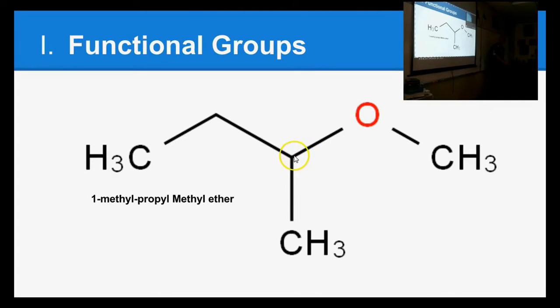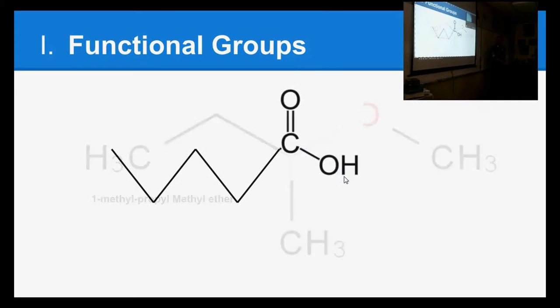I guess I started counting from here. That doesn't make much sense, but I guess I did. Started counting from here. 1-methylpropyl methyl ether. I think that's, well, that is a smaller number than 3. Either way, I'll go either way. It's the same thing. Okay, here we go.